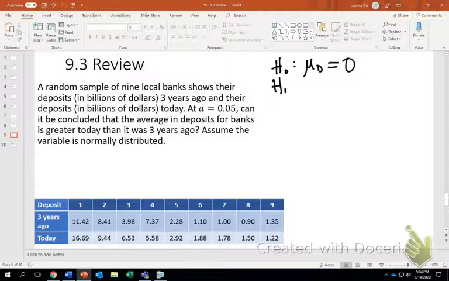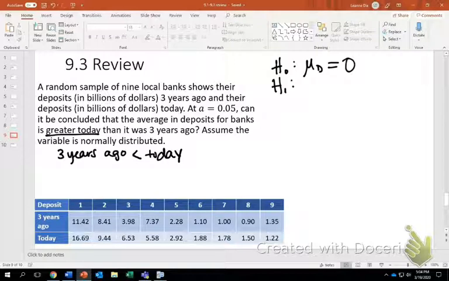Our alternative, all right, and sometimes it's hard to see, so I like to write it out. I think about it in terms of what happened first. Well, what happened first was they took the deposits from 3 years ago. Okay, and then what happened next after that? Today we have new information, and today, okay, and then it says, can it be concluded that the average in deposits for banks is greater today?